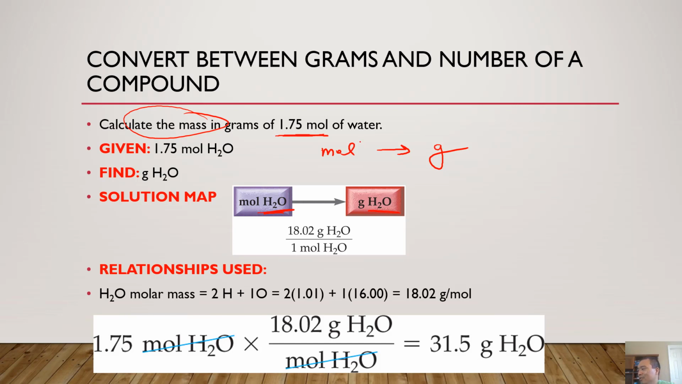Okay, so here it's mole to grams. The mole and gram relationship is the molar mass. So you calculate the molar mass, or the formula mass, for water. You have 2 hydrogen and 1 oxygen. So 2 hydrogen plus 1 oxygen. You end up with 18.02 grams per mole.